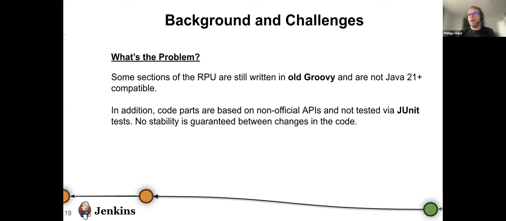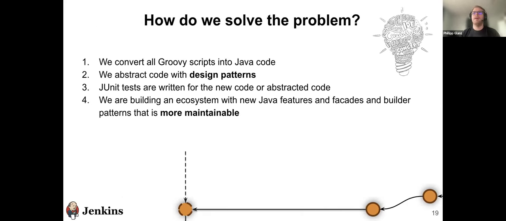And now comes my part. My part is that we can resolve these problems. I decided, in this GSoC, to convert all the Groovy scripts to Java code, abstract the code into some design patterns like facades or the builder pattern, write some unit tests for new contributors or maintainers in the future to keep the code stable, and also implement newer Java features like records to reduce boilerplate objects and other stuff.